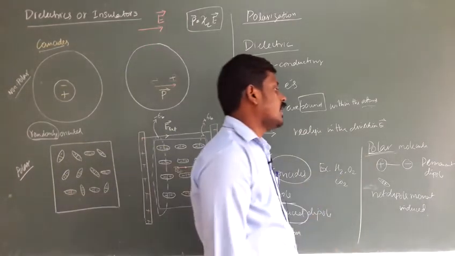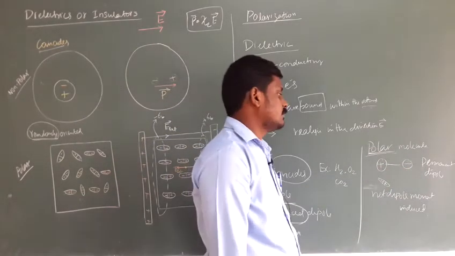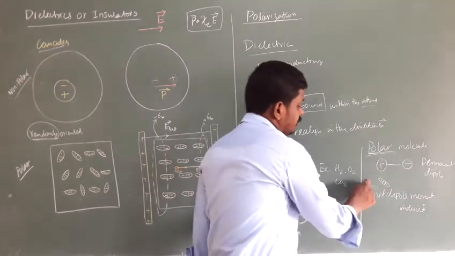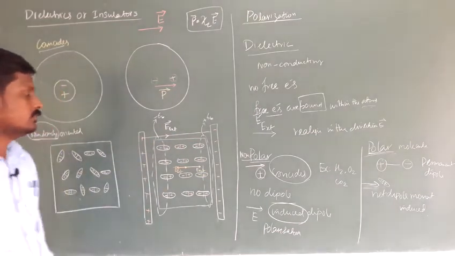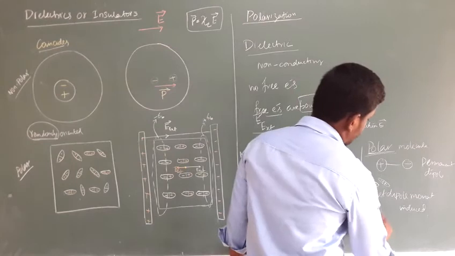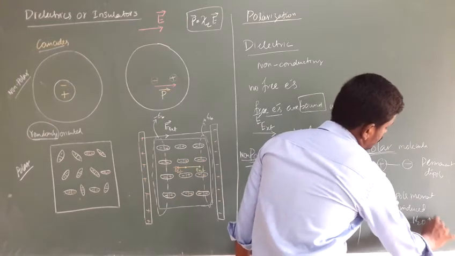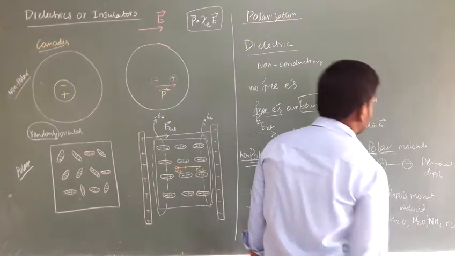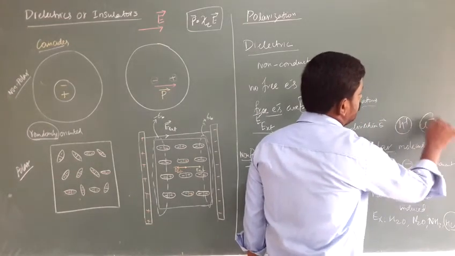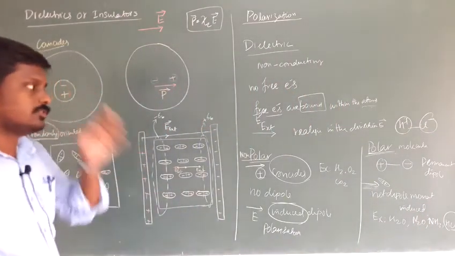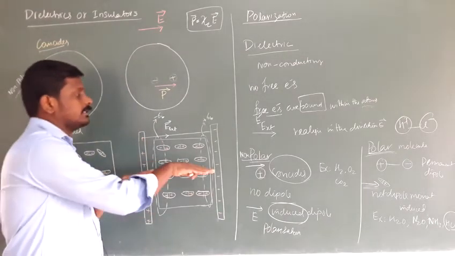If it is a polar molecule, an electric dipole is already present. Equal and opposite charges are separated by a small distance, so a permanent dipole is present. In addition, when we apply an electric field, it aligns in the direction of the electric field. Examples of polar molecules are water, H2O, N2O, ammonia, and HCl. From HCl we can explain easily: H plus and Cl minus separated by a small distance constitute the electric dipole. By applying an electric field, the dipoles align with the field.